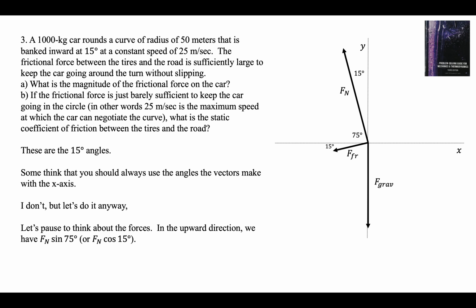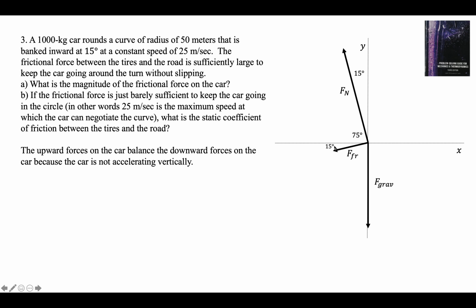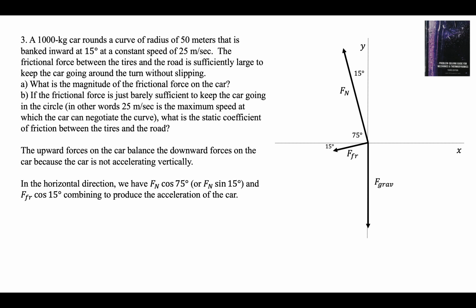Before we do the math, let's pause and think about the forces. In the upper direction, we have Fn sine 75. Of course, if you like, you could do cosine 15. In the downward direction, we have gravity straight down, and then we have this little component of the frictional force, Fr sine 15 degrees. The upward forces on the car balance the downward forces on the car because the car is not accelerating vertically. In the horizontal direction, we have Fn sine 15 or Fn cosine 75 inward, and we have the frictional force cosine 15 degrees inward. These combine to produce the acceleration of the car, mv squared over r.